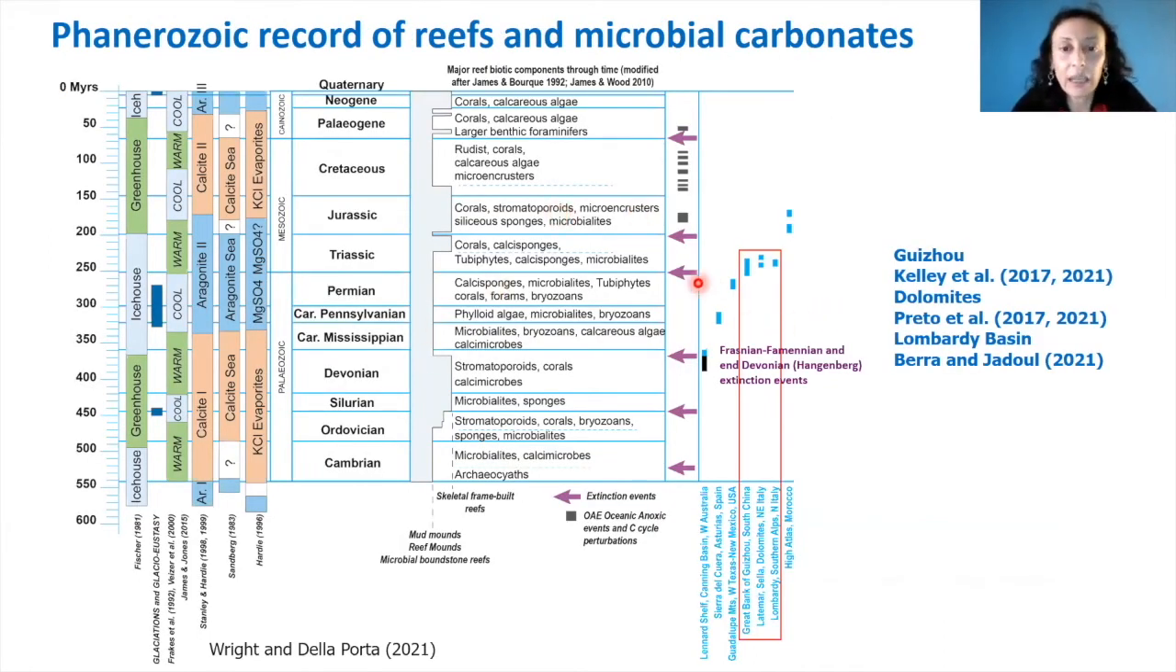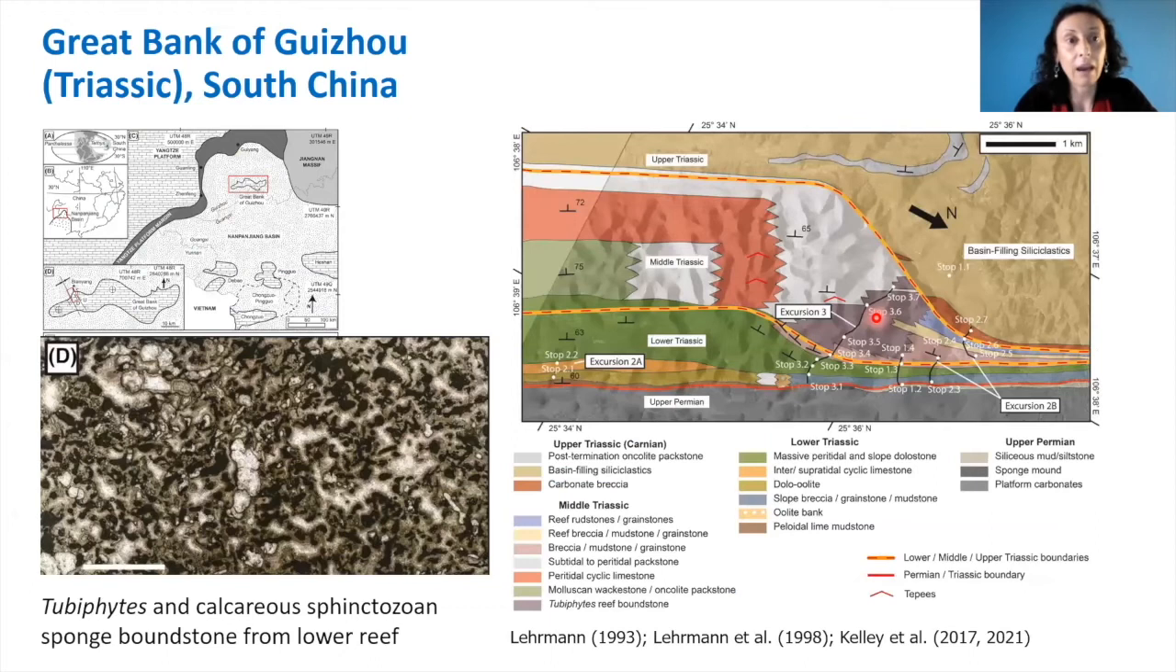Then after the Permian-Triassic extinction event, there are several case studies of the Triassic that show an important contribution in the field guide volumes. Three of these case studies are reported from South China and from Northeast Italy. In the example of South China, the Great Bank of Guizhou, there is abundant contribution of microbial boundstone with sponges and tubiphytes in the boundstone of the lower reef.